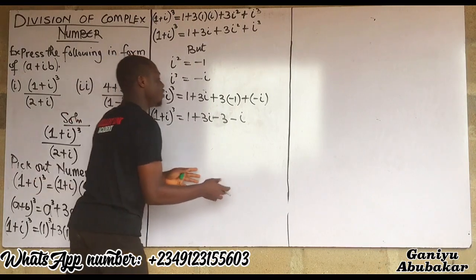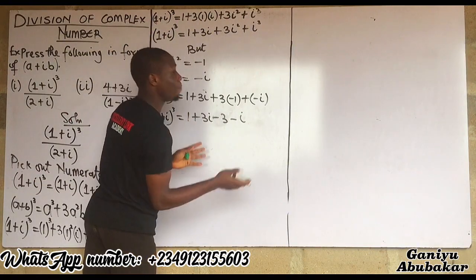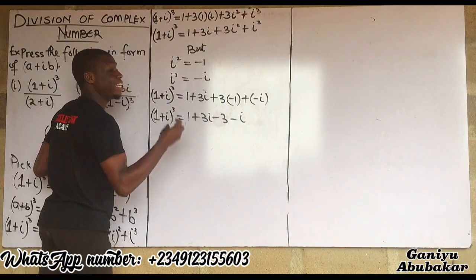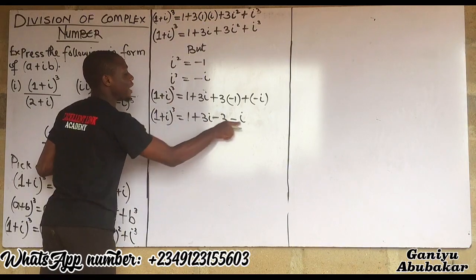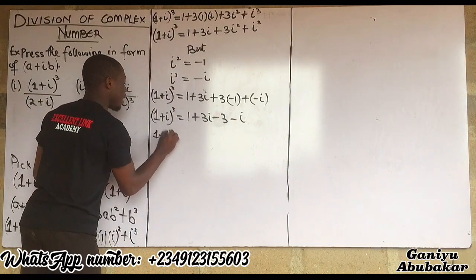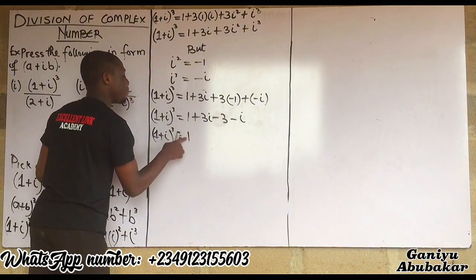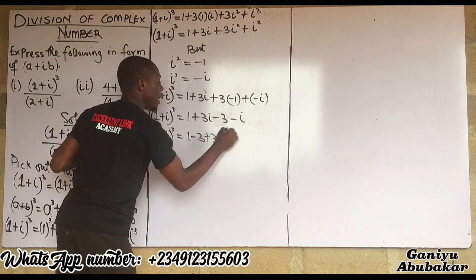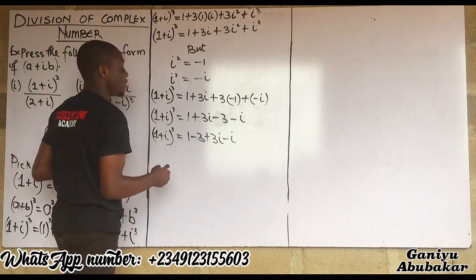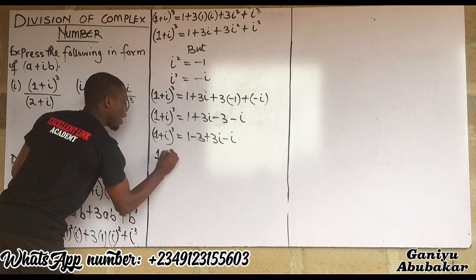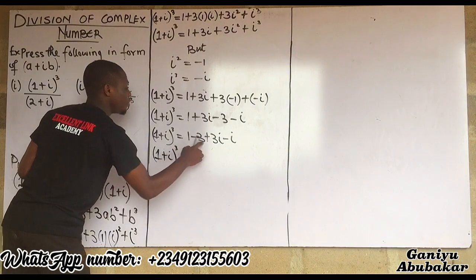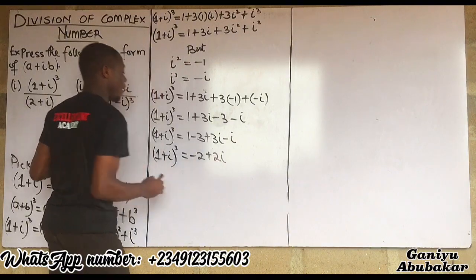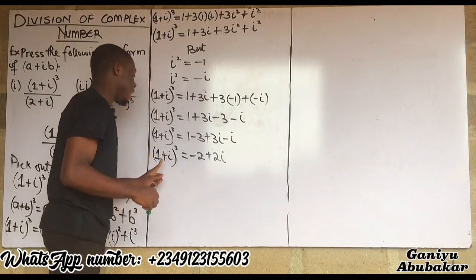From here, I'll take the real part together and the imaginary part together. By real part, I mean the numeric values, and by imaginary part, I mean the part having i. So the real part of (1 + i) cubed is 1 with minus 3. The imaginary part is plus 3i, next up minus i. It's like collecting like terms. From here, 1 minus 3 will give minus 2, plus 3i minus i will give plus 2i. So this is the value after expanding this one.